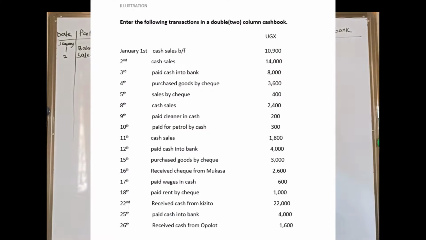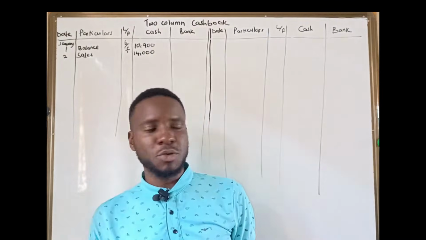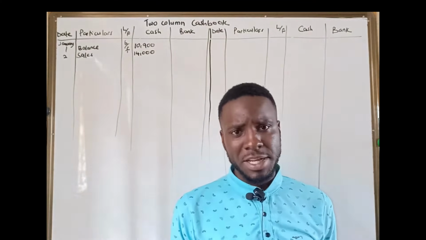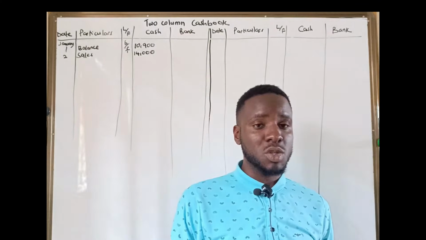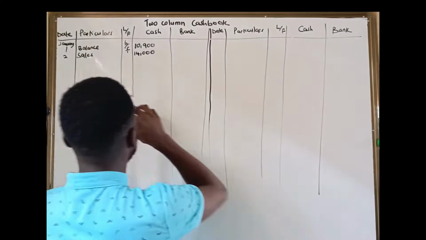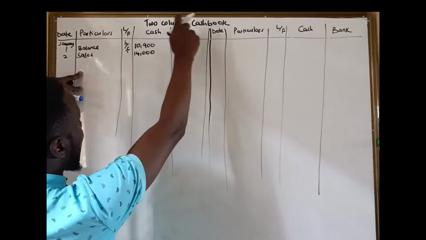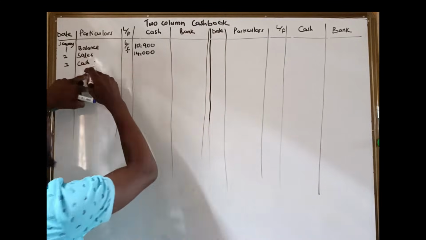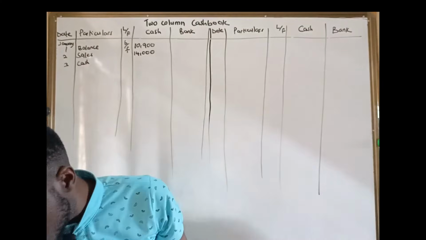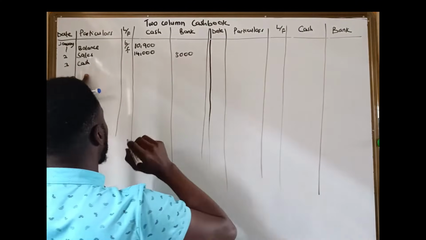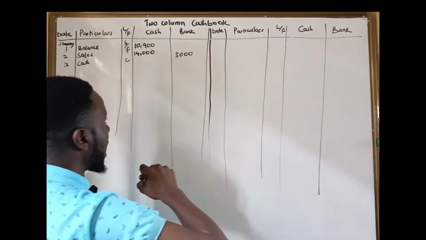Then we have a third transaction. It says paid cash into bank. Now, this is what they call a contra entry. I talked about a contra entry. Paying cash into bank means we are shifting money from our drawer to the bank account. So if we paid cash into bank, that means our bank account is going to receive cash. And this is on the third, worth 8,000 shillings. So we record 8,000 shillings into our bank account, and we show that this is a contra entry.